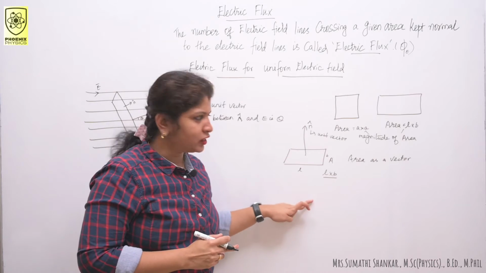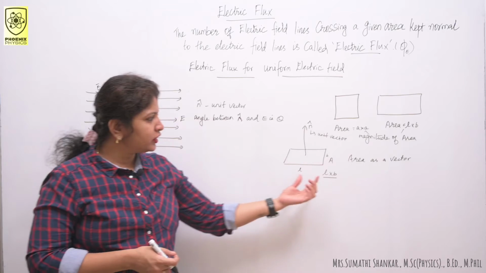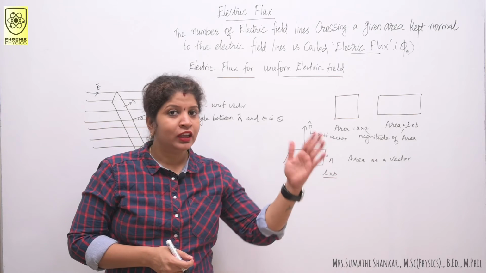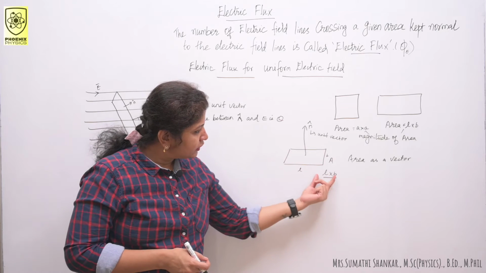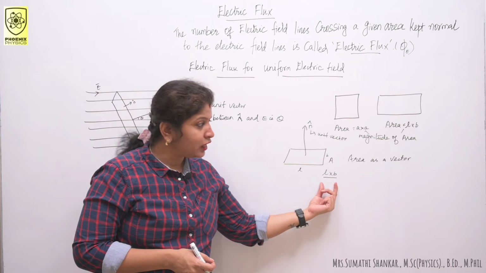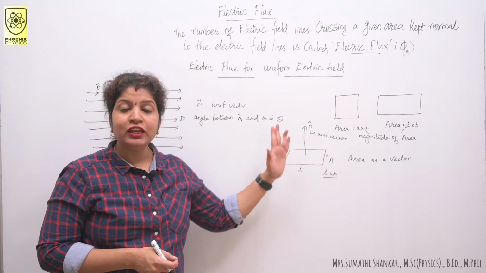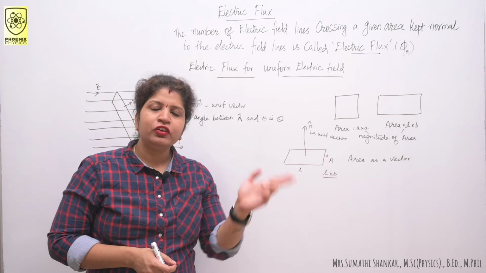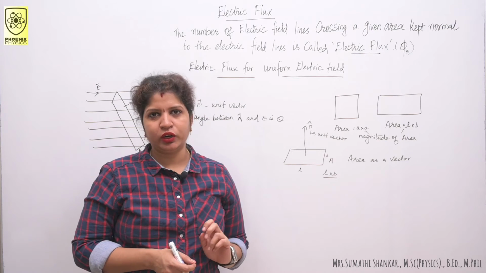In this situation, area is a vector quantity. If it is l into b alone, area is a scalar quantity. Here this l into b gives the magnitude of area, this n cap will give the direction. If you define the direction to area, it will become a vector quantity.